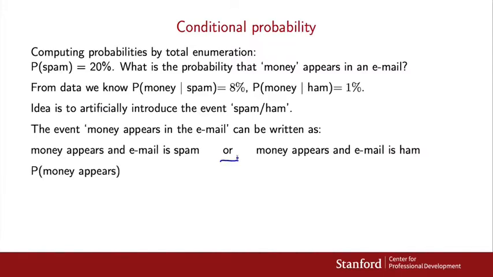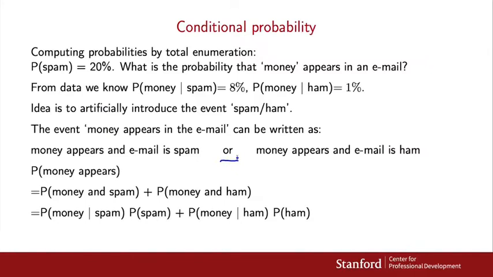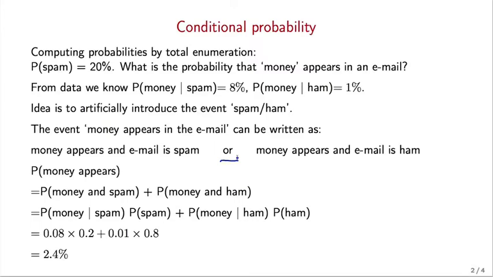The probability that money appears in the email is the probability that money appears in the email and is spam, plus the probability that money appears in the email and is ham. And now I simply plug in the definition of conditional probability. The first term is the probability that the word money appears given the email is spam times the probability that the email is spam, and likewise for the second term. And all of these things I know and can simply plug in, and I get 2.4%.